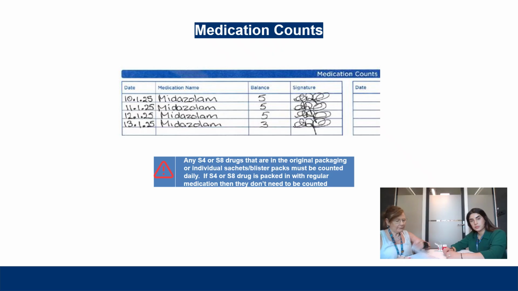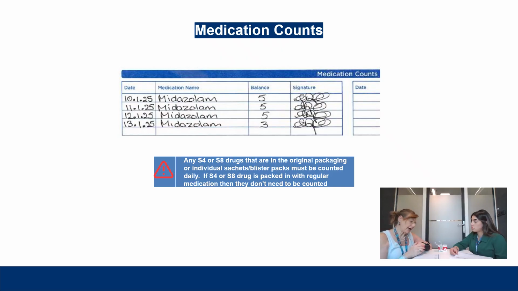Excellent. So now if we turn the page, some of our customers are on medications that can be misused and have potential harm. So this is where we have our medication chart, our medication counts page. Now you have enough room for 6 months of medication counts. We only count the medications in stock once a day and at the same time each day. Okay. So at 8 a.m., for example.